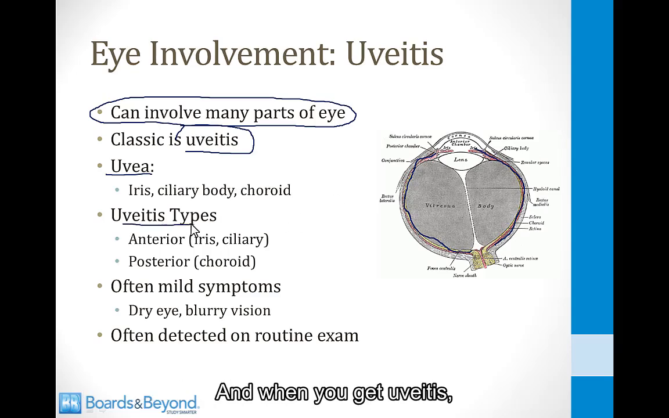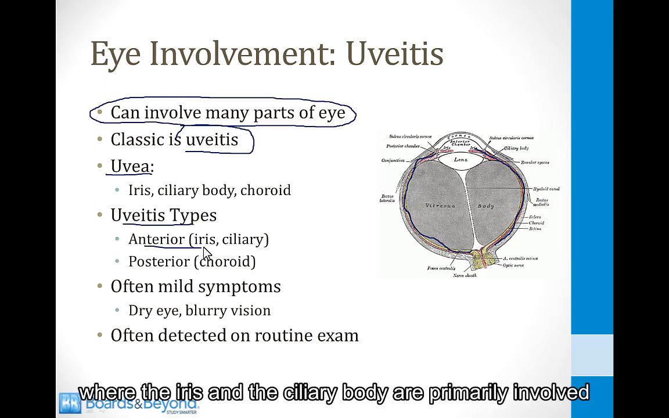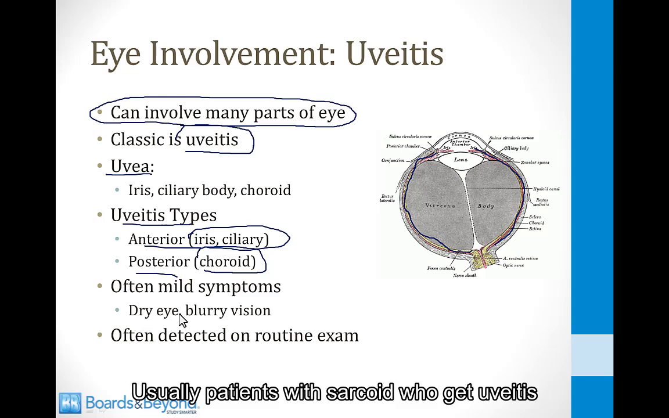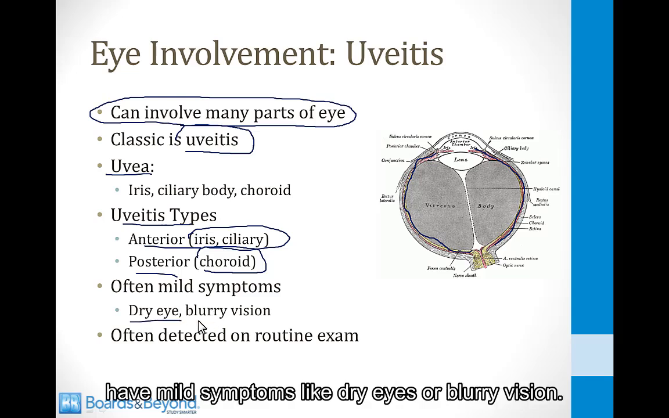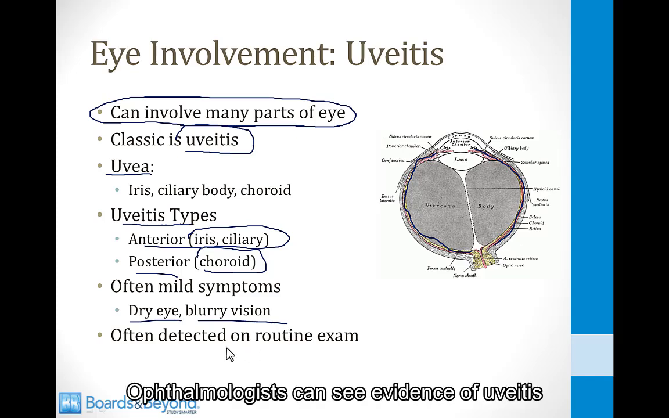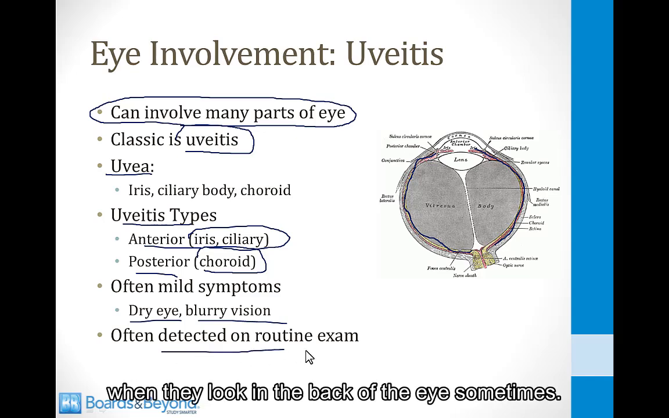And when you get uveitis, you can either have anterior uveitis, where the iris and the ciliary body are primarily involved, or the posterior uvea can be inflamed, where you have the choroid involved. Usually patients with sarcoid who get uveitis have mild symptoms like dry eyes or blurry vision, and in fact a lot of times it's just picked up on routine exam. Ophthalmologists can see evidence of uveitis when they look in the back of the eye sometimes.